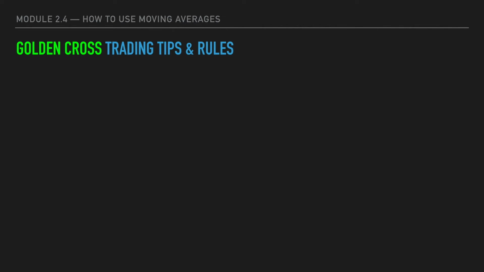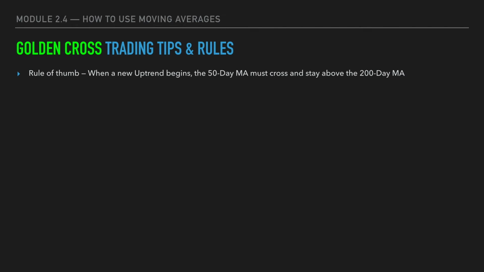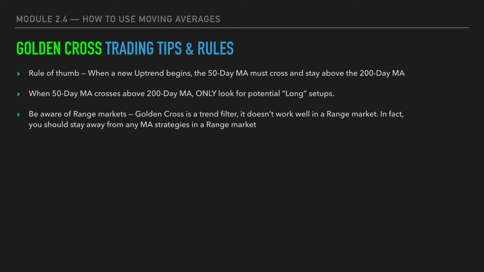Now I will share with you some useful tips and rules on trading moving average crossovers. I will use the golden cross as a main example. The death cross will be just a reverse version of the golden cross. First, a rule of thumb to remember: when a new uptrend begins, the 50-day moving average must cross and stay above the 200-day moving average. After the golden cross happens, which means the 50-day moving average crosses above the 200-day moving average, only look for potential long setups.